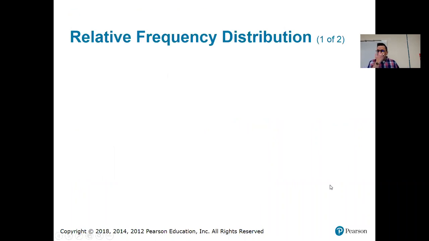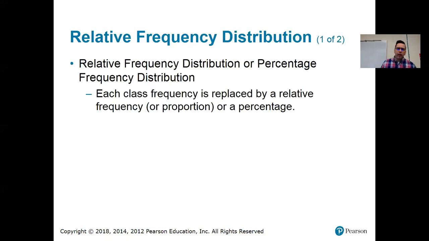Okay. So the next thing I want to show you is a relative frequency distribution. This is really good, especially when you are comparing different populations that have different sizes. So instead of using an actual count for the frequency, you use a relative frequency, which is a proportion, a decimal, or a percentage. People tend to like percentages. They're something that most people understand.